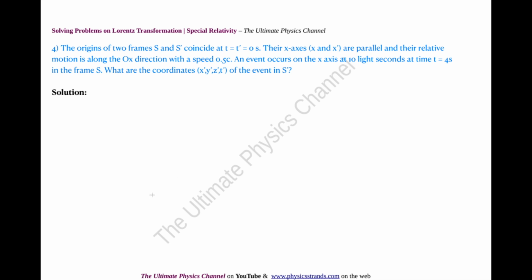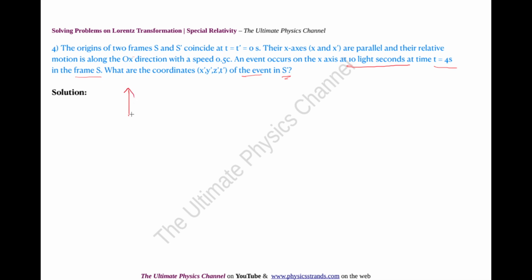An event occurs on the x-axis at 10 light seconds. So some event occurs at 10 light seconds at time t equal to 4 seconds in the S frame. What are the coordinates x prime, y prime, z prime, t prime in the S prime frame of the same event? So that is the question.